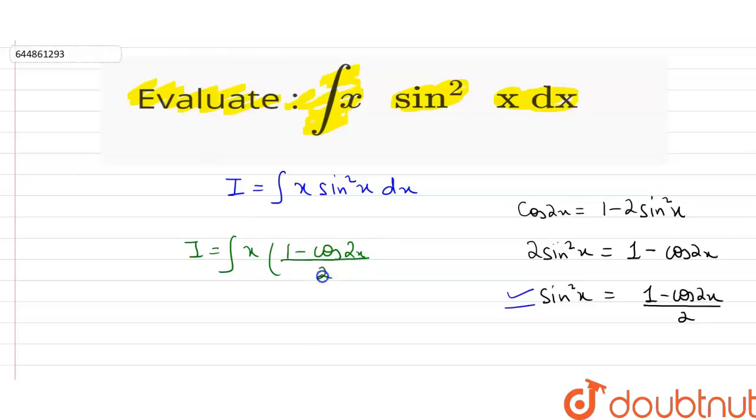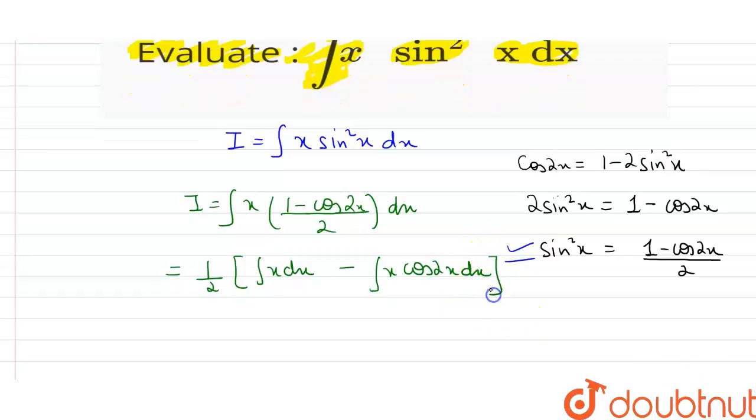dx. As 1 upon 2 can be taken outside, it is the integration of x dx minus the integration of x cos 2x dx. So it is equal to 1 upon 2. The integration of x is x square upon 2, minus the integration of x cos 2x dx.